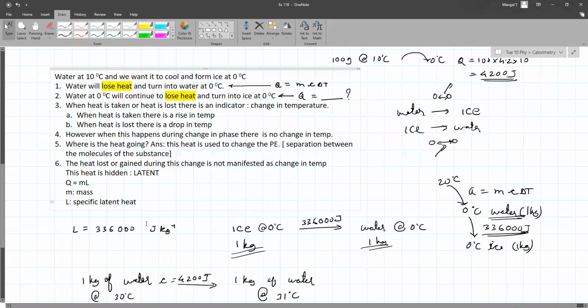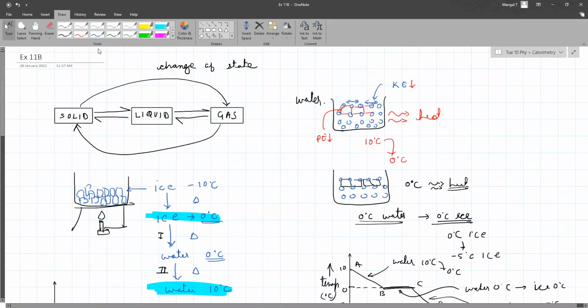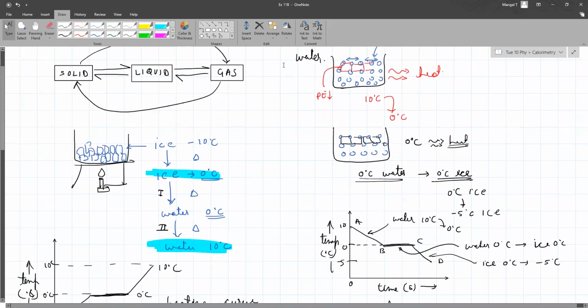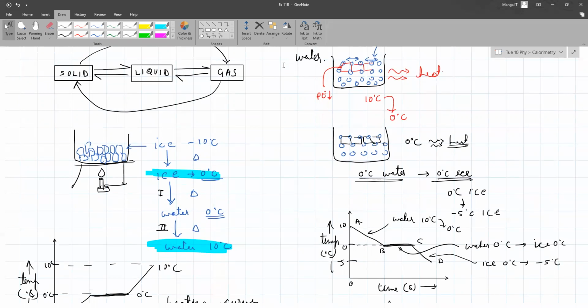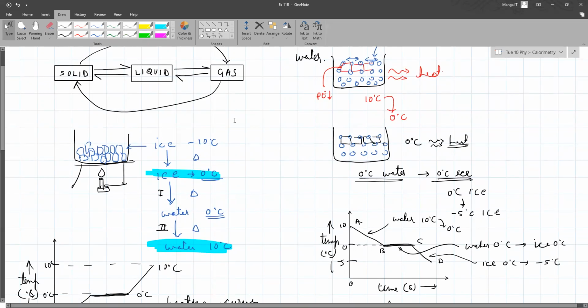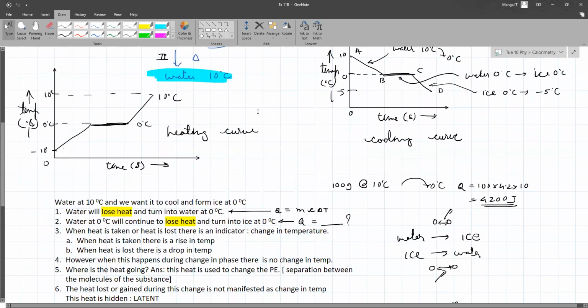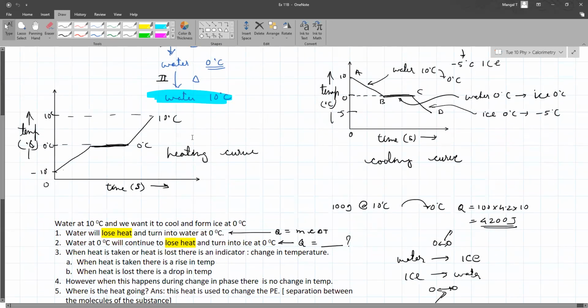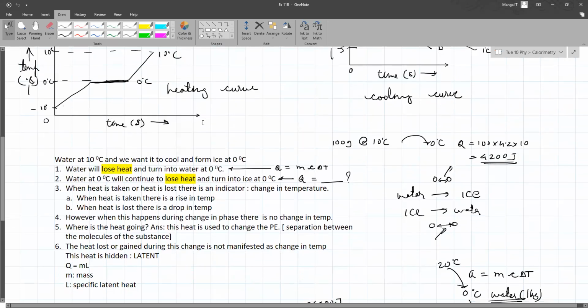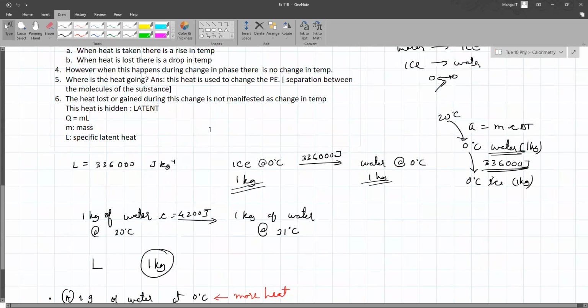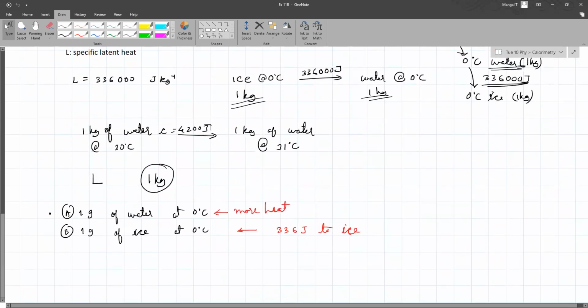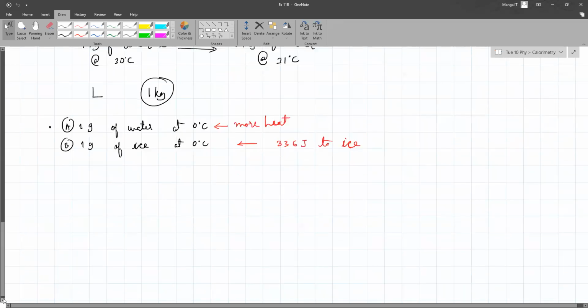So again, just a small recap of what we have done. We have done the change in states. We have also seen where the heat is used. It is used to change the potential energy. When I say potential energy, what do I mean? The separation between the molecules. That also we have seen. We have seen the cooling curve and the heating curve, and we had also discussed latent heat.